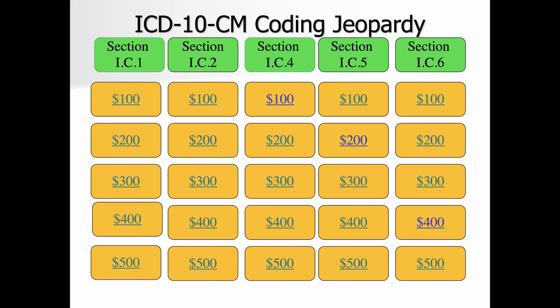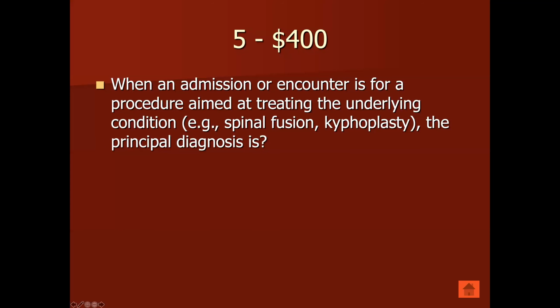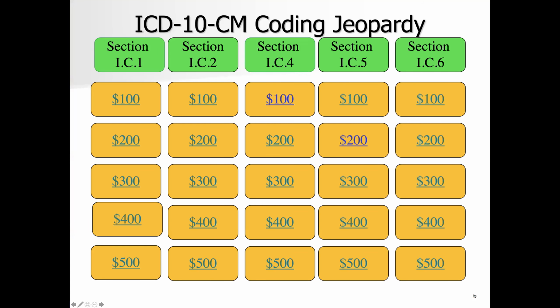Section 6, 400. When an admission or encounter is for a procedure aimed at treating the underlying condition, the principal diagnosis is? Yeah, you can go ahead and pass that one. Lisa? What is the code for the underlying condition? That is correct. All right, and Lisa, it is back to you again.